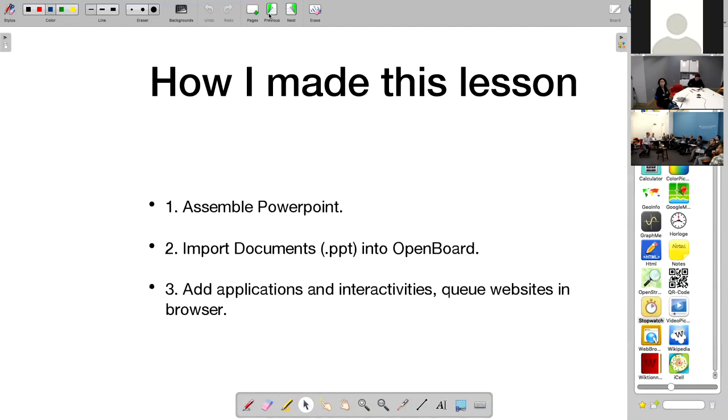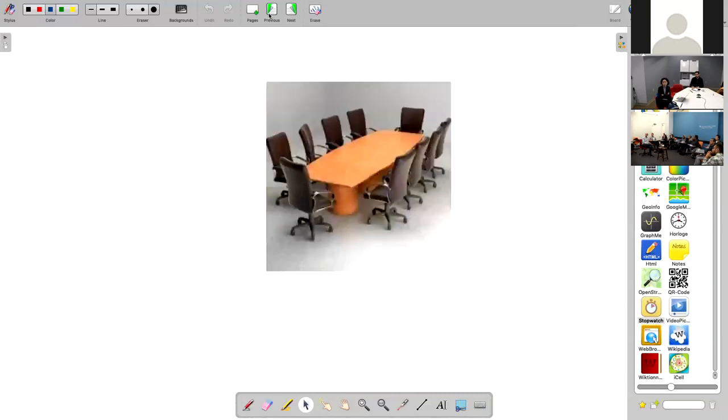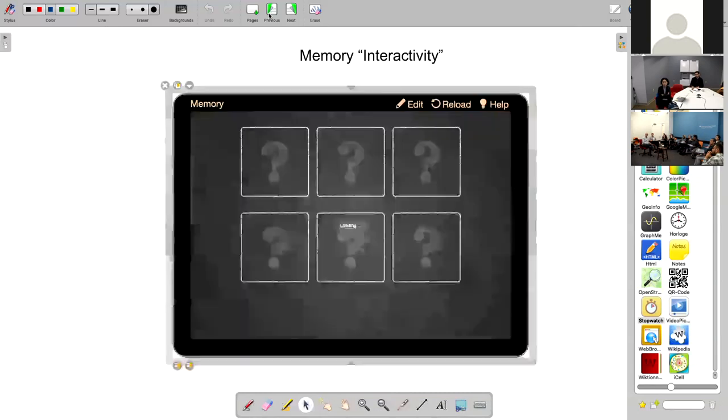There's three basic steps. I prefer to do it this way. I prefer to start with a PowerPoint. The reason is that I use PowerPoint, or Google Slides, because it's always in the cloud. So I made a PowerPoint, and as you can see, this behaves largely like a PowerPoint.